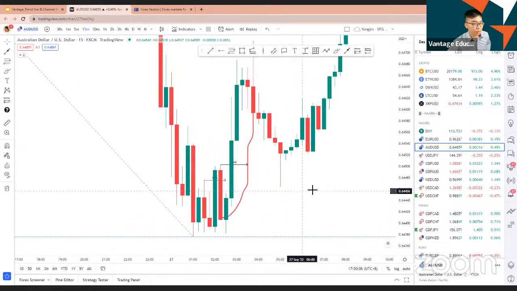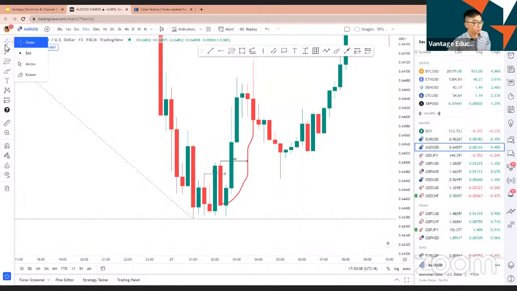So how do we get this entry? For smart money concepts, I'm just sharing a small little glimpse into my personal trading style.